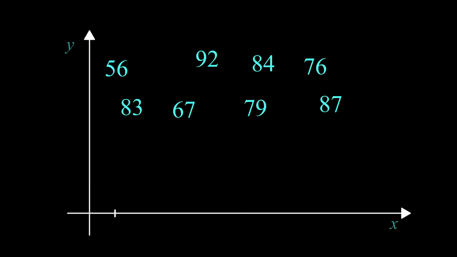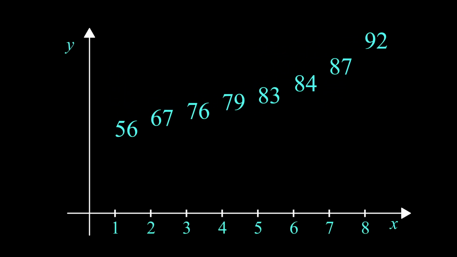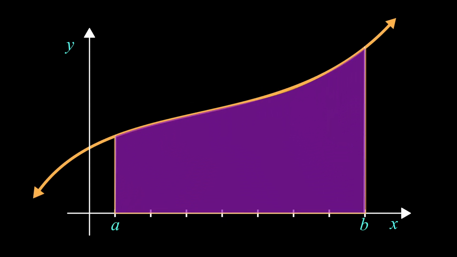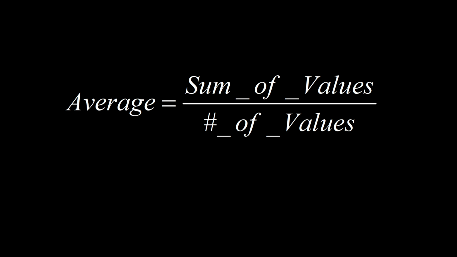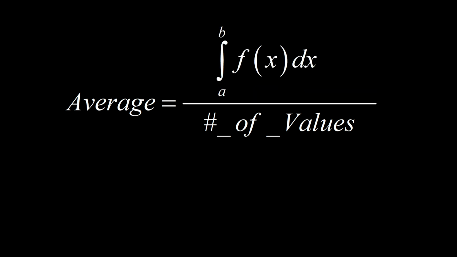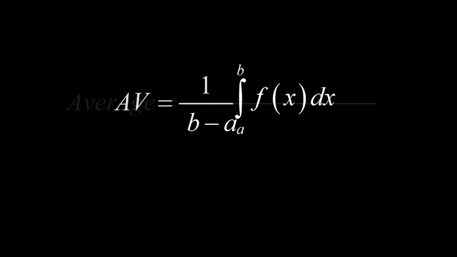But look what happens if we order these numbers and plot them relative to each other. They start to look like a function. Now these values are discrete and the average is easy to compute. But what happens if there is a continuous function over an interval? If we want to find the average value of that function over the interval, we can use the concept of the integral as an accumulator to quote-unquote add up the infinite number of points along the curve. So in our average formula, the sum of the values becomes the definite integral. The number of values becomes the length of the interval, and this is then rewritten to look like this.